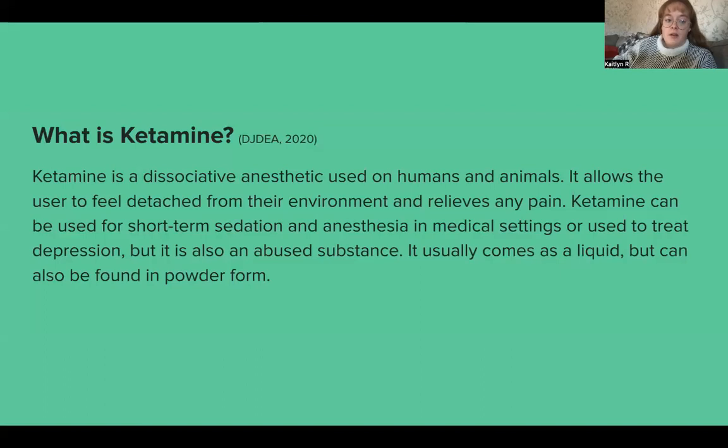So what is ketamine? Ketamine is a dissociative anesthetic used on humans, and it can also be used on animals. It allows the user to feel detached from their environment, and it also relieves pain. Ketamine can be used for short-term sedation and anesthesia in medical settings, and it can also be used to treat depression. It's also an abused substance. It usually comes as a liquid, but can also be found in powder form.